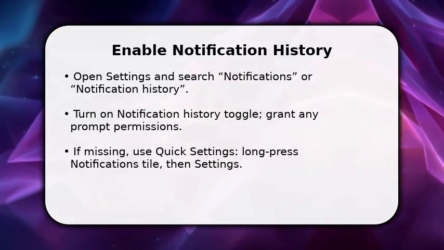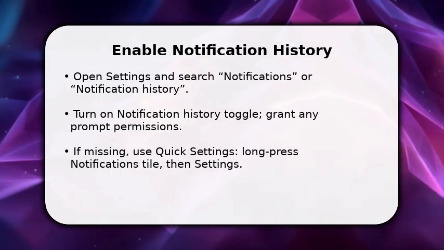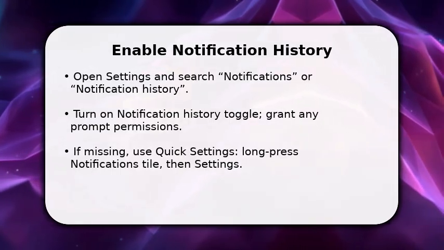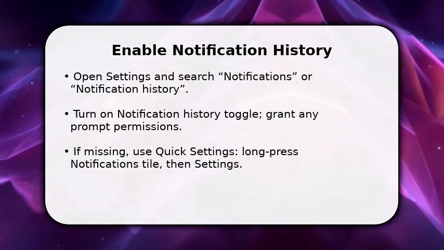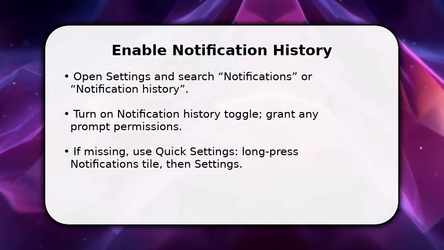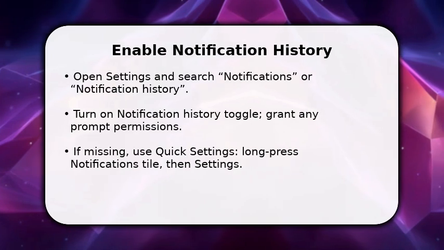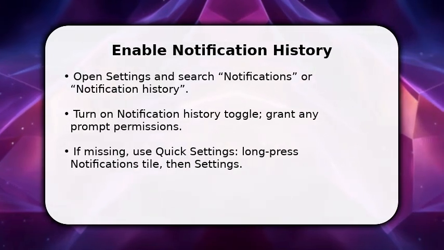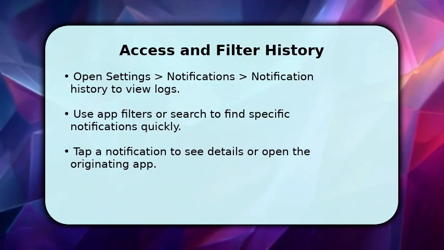On some phones, long press the Notifications Quick Settings tile and tap the settings gear to reach the same option faster. Once done, the device begins logging. Make sure to let it run while you reproduce the notifications you want to capture. Now access the recorded list.